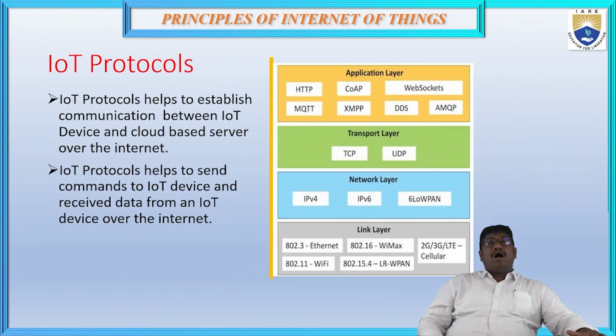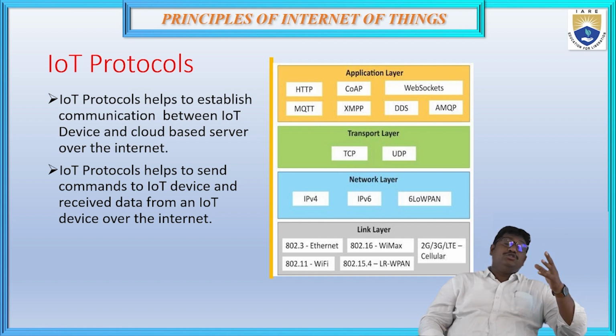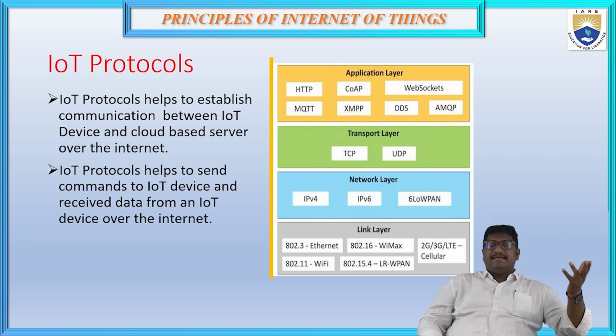Now have a look at how IoT protocols are established. As I told you, each protocol is used to establish a specific connection between our IoT devices and cloud-based servers over the network. These protocols help us in sending commands, or in communicating from one layer to another layer with the help of the internet. Without the internet, nothing is possible in Internet of Things, as I told you in the initial stage itself.